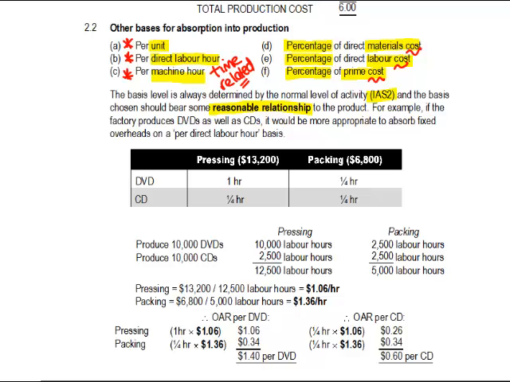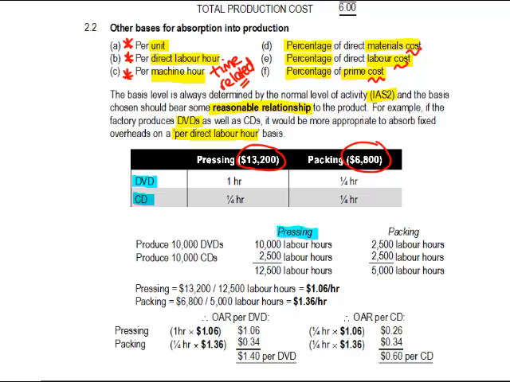So let's go back to our CDs and now introduce another product, which is DVDs. Now, with DVDs, it's going to be more appropriate to absorb fixed overheads on a per direct labour hour basis. So let's just have a look. Remember we got to a total of $13,200 for pressing and $6,800 for packing. Now, if we look at the DVD product, we can see it uses 1 hour of labour in pressing, whereas packing uses just 15 minutes. CDs use 15 minutes in pressing and 15 minutes in packing.